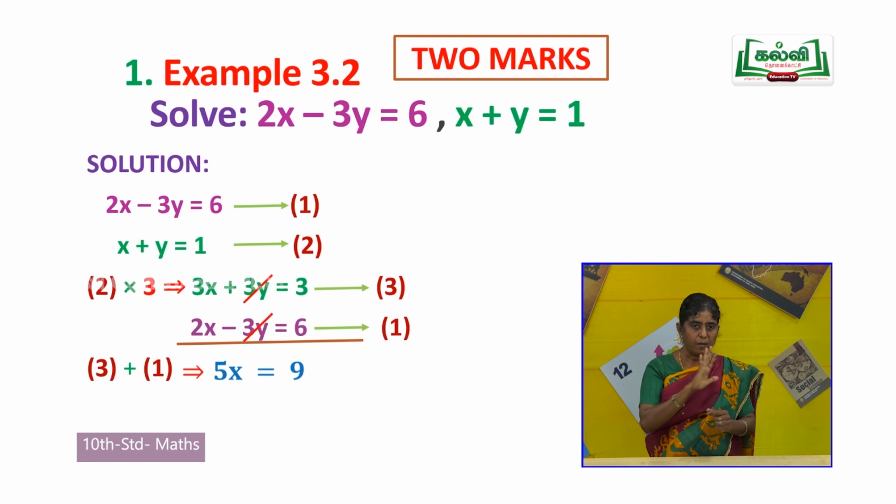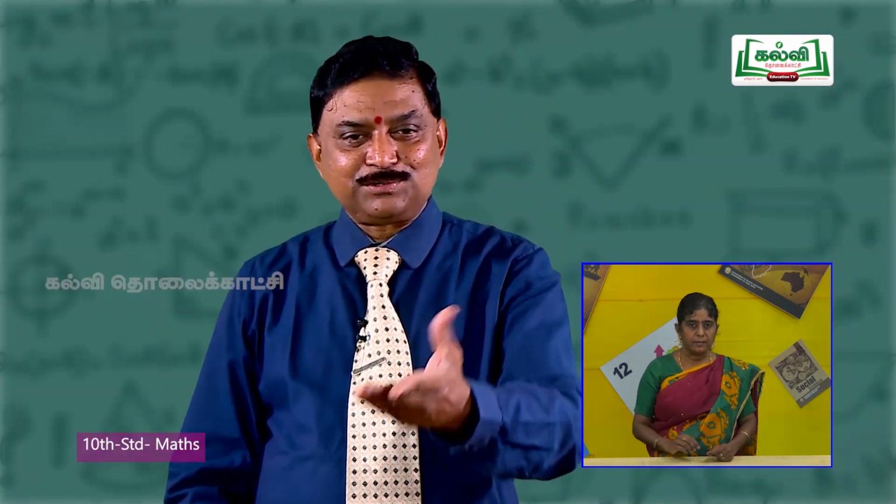That 3x plus 2x become 5x, and 3y and minus 3y cancelled. So now we only have 3x and 2x. By adding them, you get 5x. After the equal sign, 3 and 6 are there. By adding them, you get 9. So now it is easy for you to get the value of x.